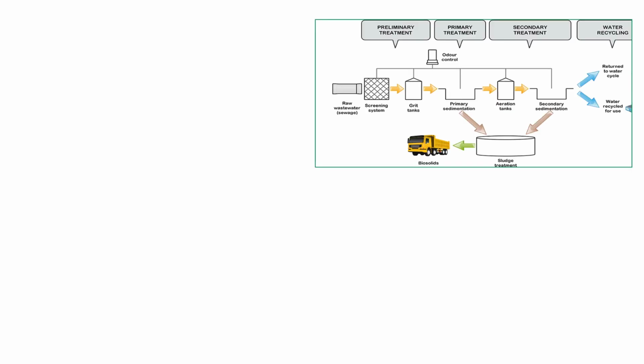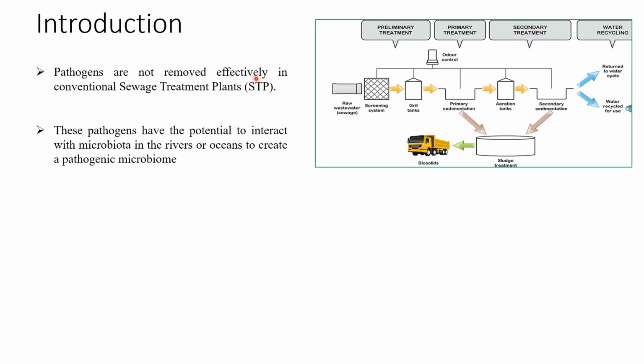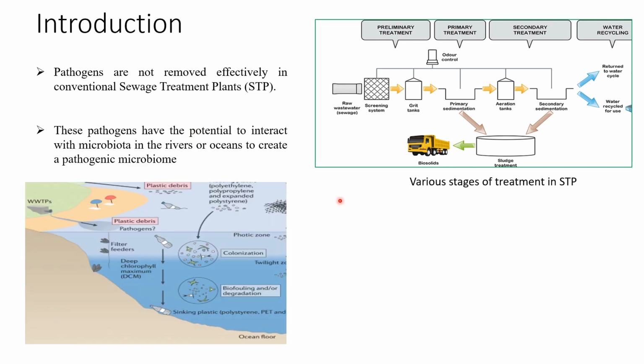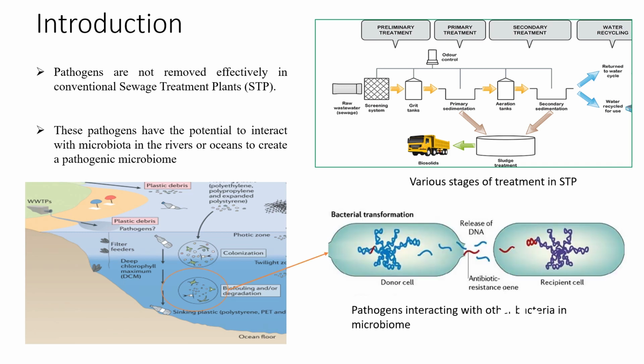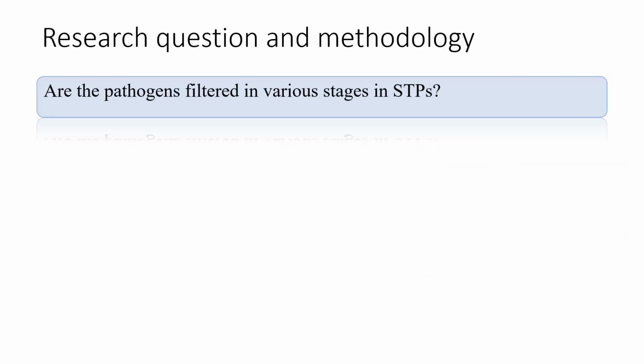The problem with a conventional sewage treatment plant is that pathogens are not removed effectively. In this flowchart, the water is preliminary, primary and secondary treated and let out into water bodies, and these pathogens have the potential to interact with microbiota from rivers and oceans to create a pathogenic microbiome that is harmful for the environment, and especially for the marine environment. So the research question here is, are the pathogens filtered in various stages in a sewage treatment plant?